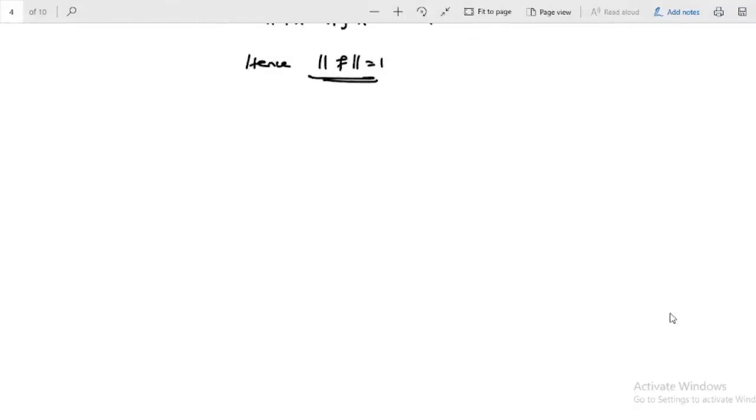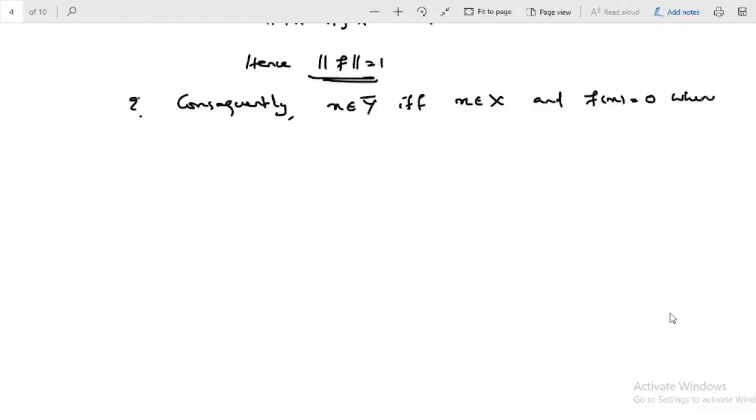As a result of this, we get another result there. Let us write its statement. We want to show, as a consequence, the result we get here: x belongs to Y closure if and only if x belongs to X and f of x is equal to 0 whenever f belongs to X dash and f restricted to Y is equal to 0. Yes. How do we get this as a consequence?